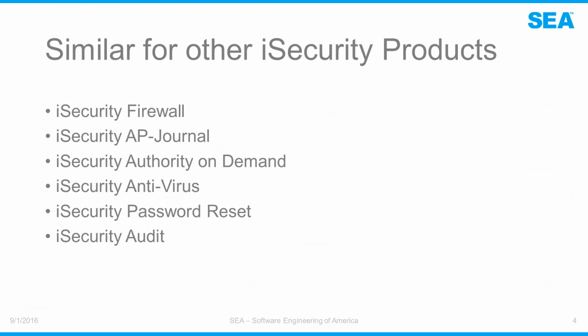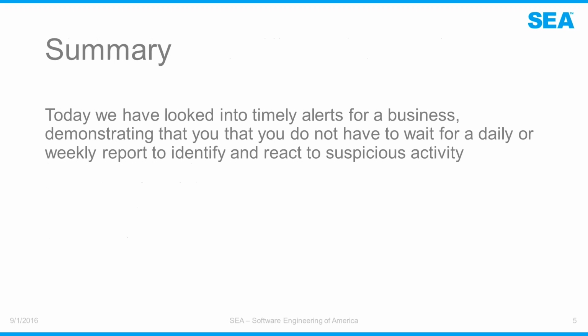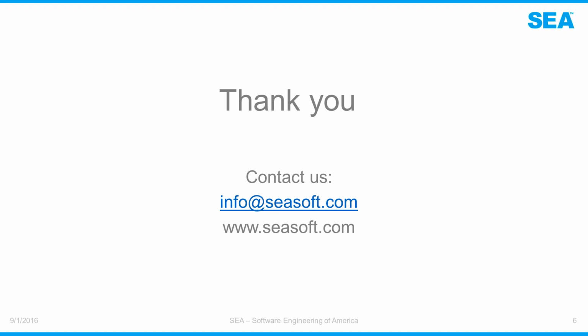So if we were to think about audit that we just looked at, it works the very same way in firewall. Very similar, the same steps within application journaling, dealing with entries in your existing database journal receivers. You're journaling your critical files. You could react or have reports over database file entries. Authority on demand, antivirus. You know, we're very proud of the fact that we do offer end-to-end security for the IBM. So today we looked into timely alerts for a business, demonstrating you don't have to wait for a daily or weekly report to react to suspicious activity.